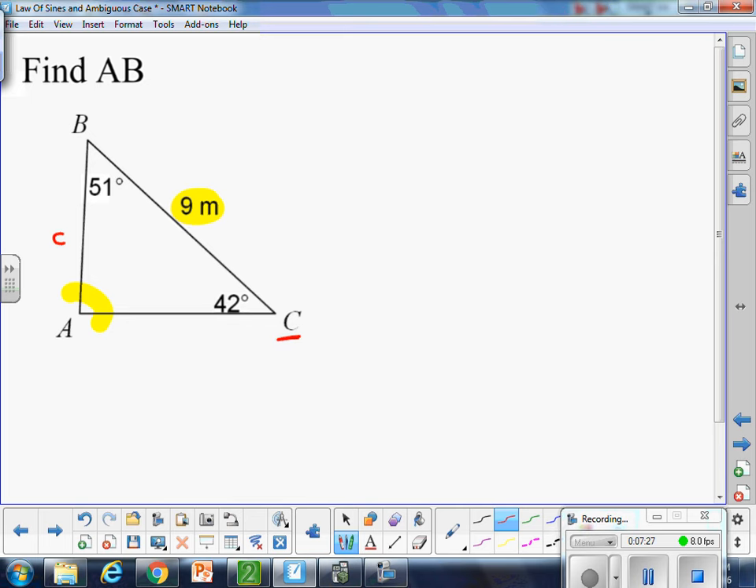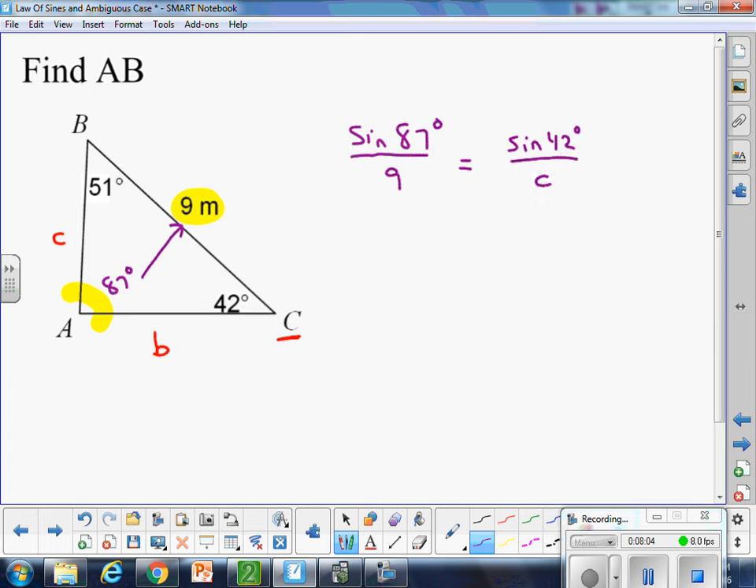If I was going to use the 51 degree angle, I would have to know this side down here. So let's just find real quick what that third angle is. Again, we know the angle sum's 180. So if I did 180 minus 51 minus 42, that's actually going to be an 87 degree angle. And that's the one that can now get paired up with the 9 meters. So there's my first ratio. The second one, since I want side C, I'm going to use the sine of 42 degrees over C.